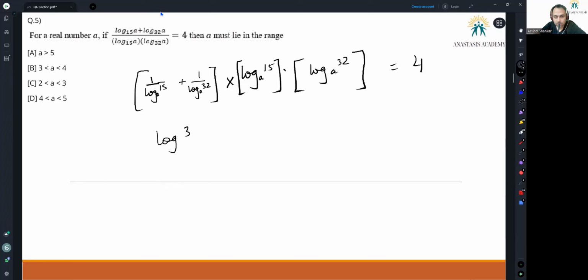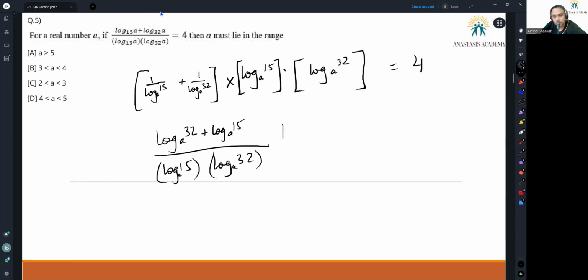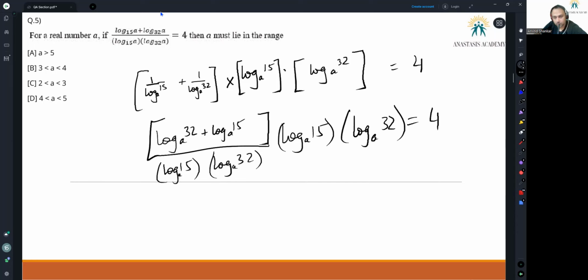Log 32 base A plus log 15 base A upon log 15A and log 32A is equal to 4. These terms happily get cancelled with each other.